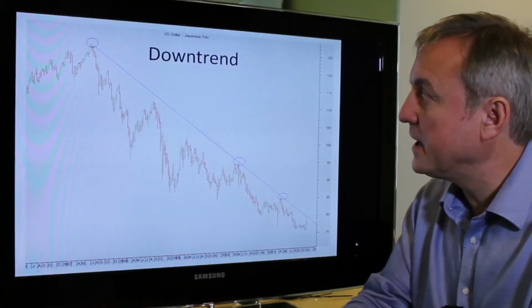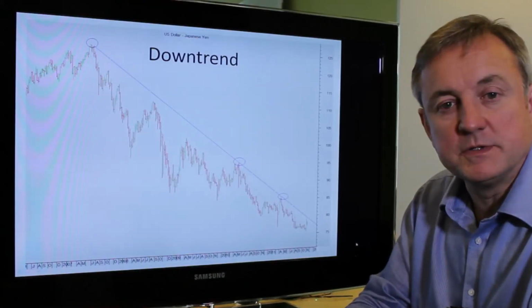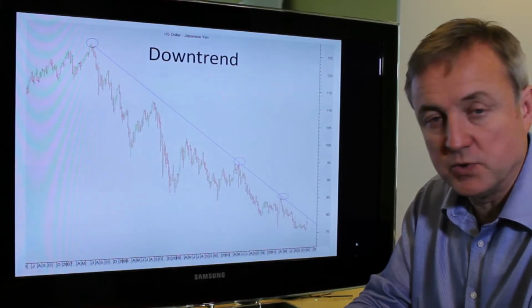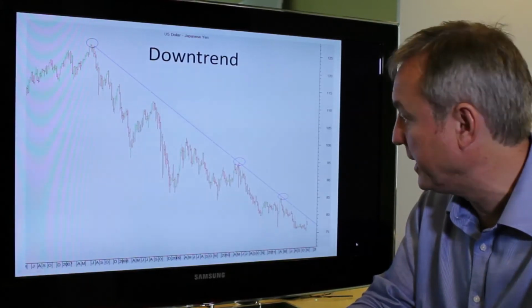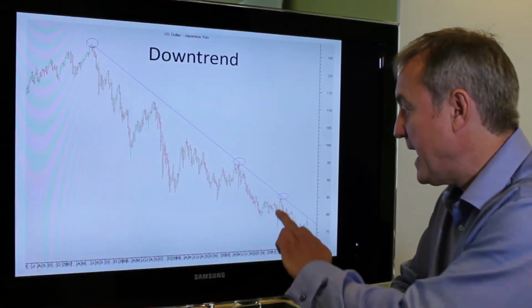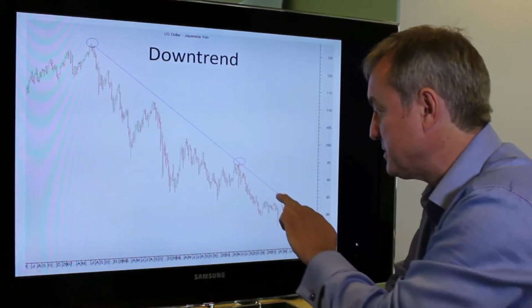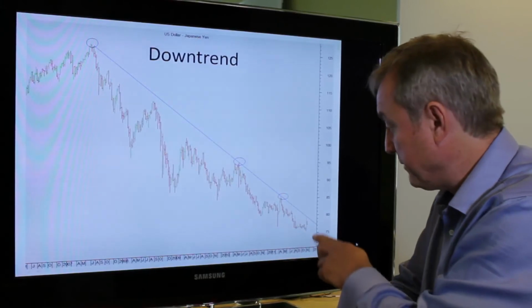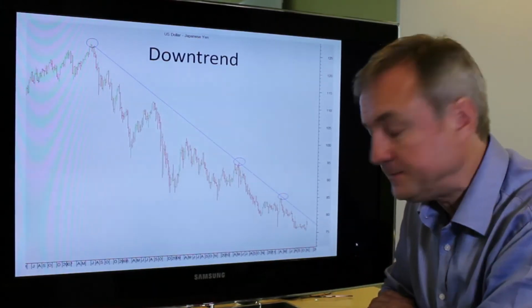What number of points is the minimum to define a trend line? Obviously 2, since 2 points are required to define a line. 3 makes it more powerful because it's a testing of the line established by 2 points. And of course 4 makes it more powerful still.